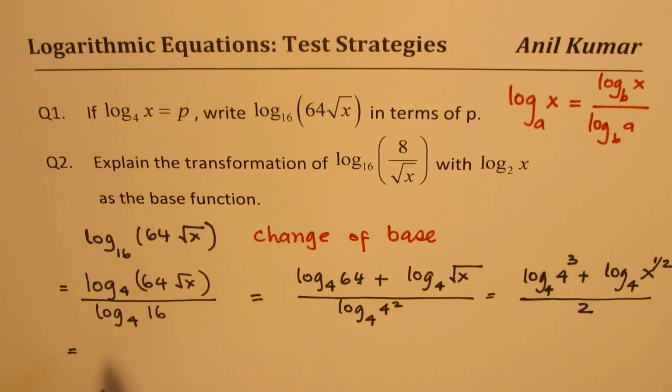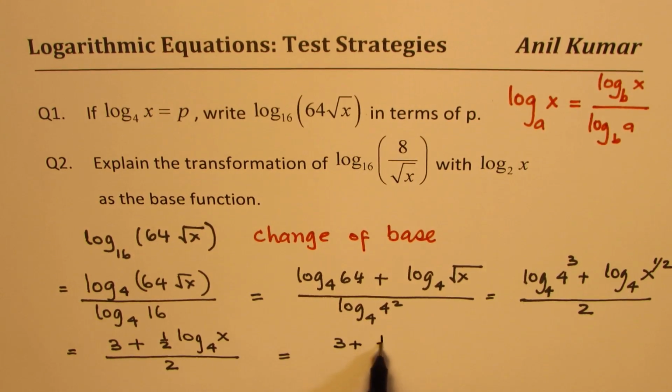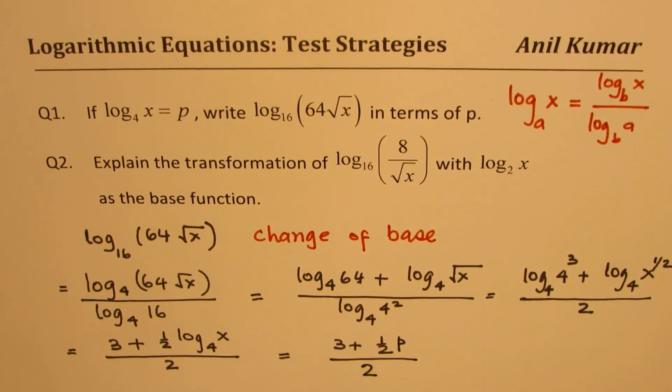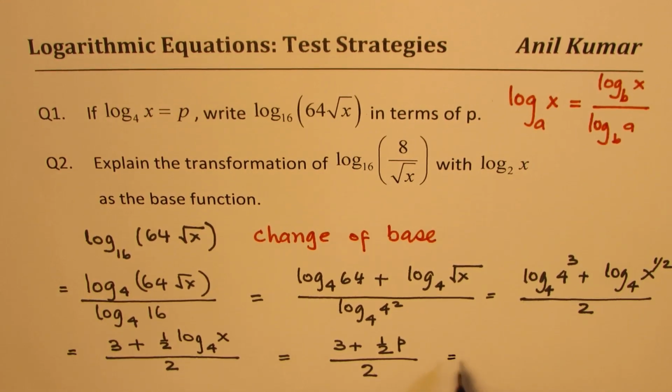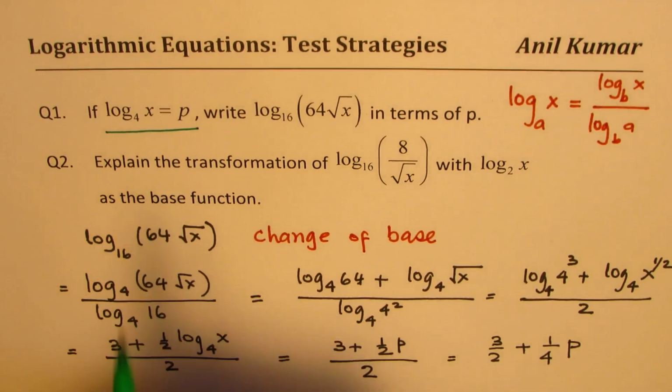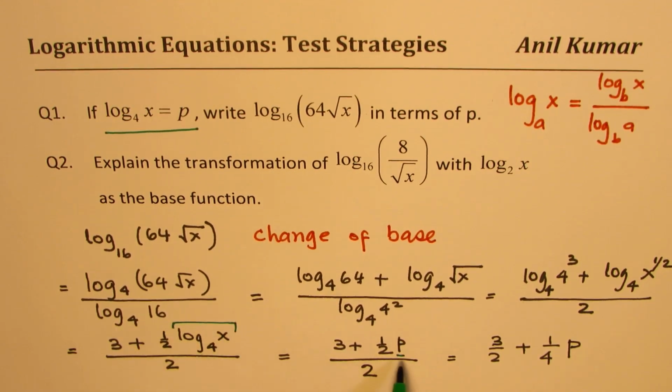Now 4 cubed gives us 3 for the first term, plus here we get half of log to the base 4 of x, and that is everything divided by 2, right? So what we get here is 3 plus half of log to the base 4 of x, which is given to us as p, divided by 2. So that is the expression which you get, which you could also write as 3 over 2 plus 1 over 4p, right? Since we are given that log to the base 4 of x is p, I replace this portion with p. Is that clear to you? So we got finally the expression log to the base 16 of 64 square root x as 3 by 2 plus 1 by 4p. Correct?